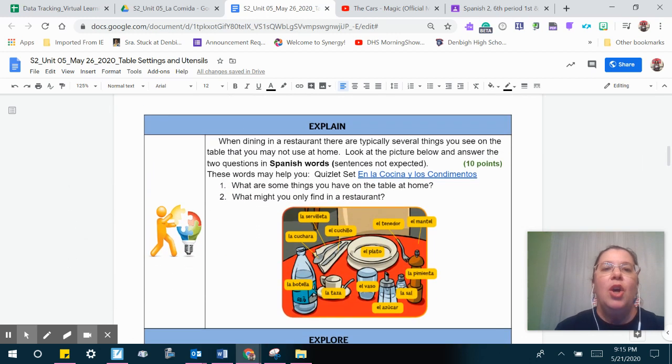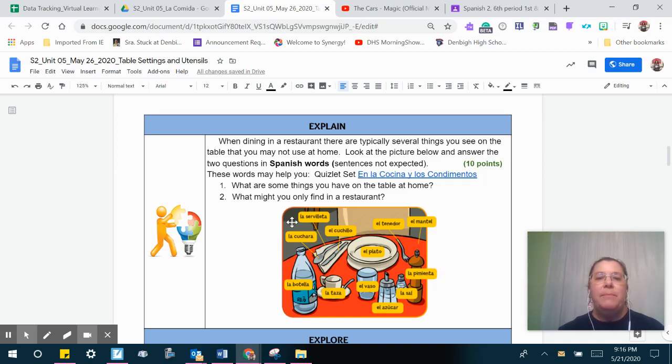Explain. When dining in a restaurant, there are typically several things you see on the table that you may not use at home. Look at the picture below and answer the two questions in Spanish words. Sentences are not expected. 10 points. These words may help you. Quizlet set. If you click on this, it's en la cocina y los condimentos. Number 1. What are some things you might have on the table at home? Number 2. What might you only find in a restaurant?